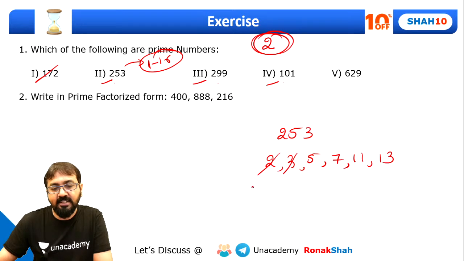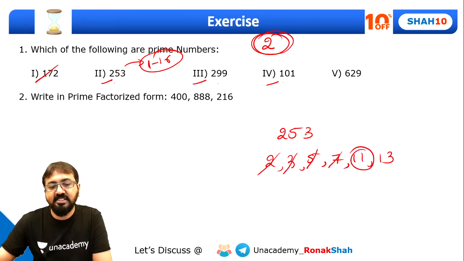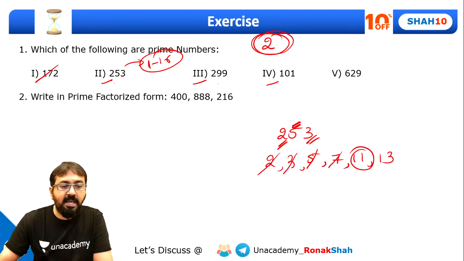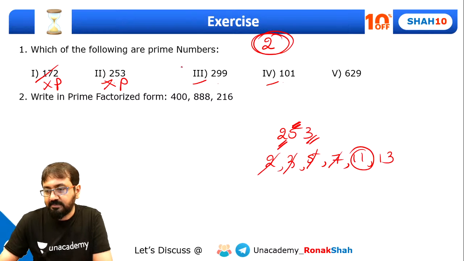2 से नहीं हो रहा है, 3 से नहीं हो रहा है, 5 से भी नहीं हो रहा है, 7 से भी नहीं हो रहा है, 11 से हो रहा है. देखो 3 plus 2, 5 minus 5. It's divisible by 11, so it's not a prime number. Okay, it's not a prime number. This is also not a prime number. Correct? Yes, 101 is a prime number.